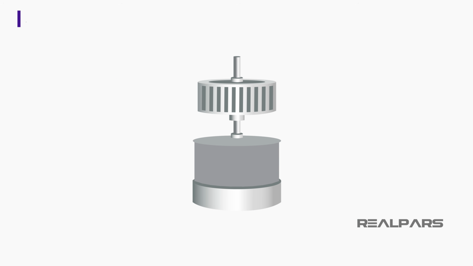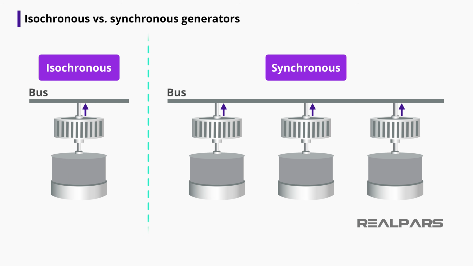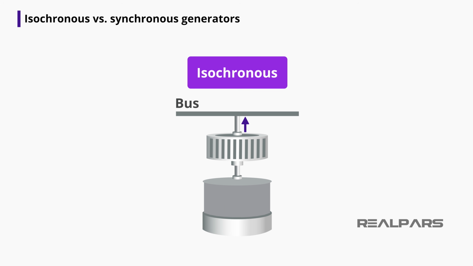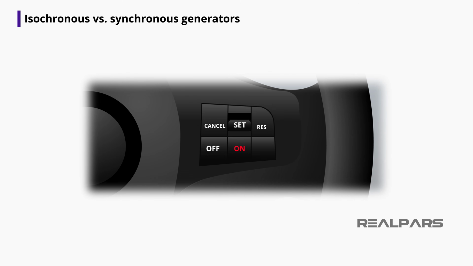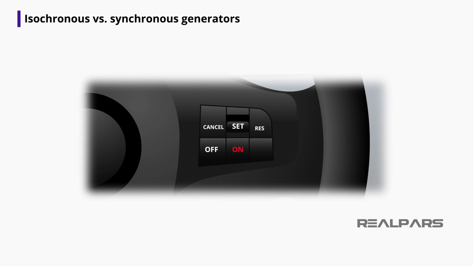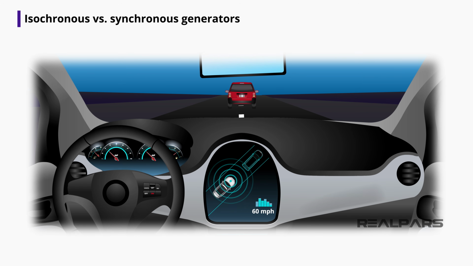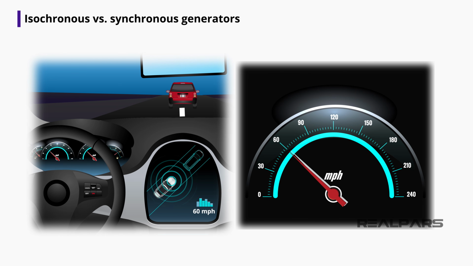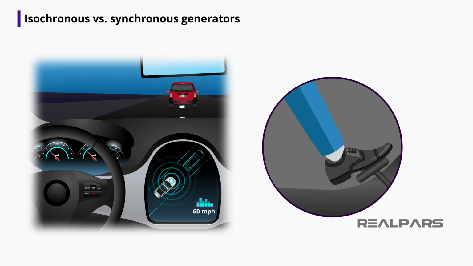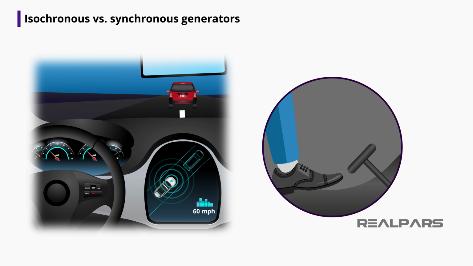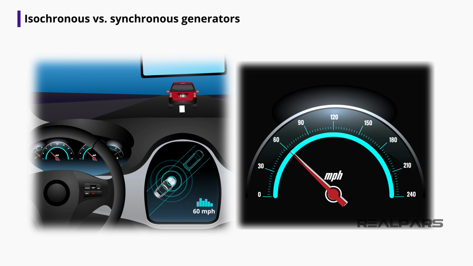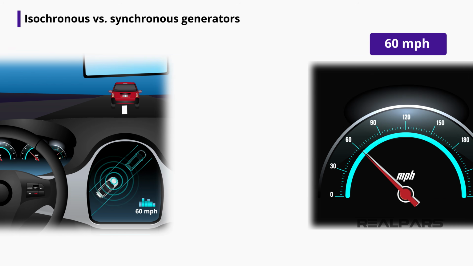Now, let's talk about the different control modes of a generator. A generator in isochronous mode is suitable only for a single bus. Think about your car in cruise control. Imagine that you have just reached the highway and set your speed to 60 miles per hour. You can now let go of the acceleration pedal. In cruise control, your car will now automatically increase or decrease the torque to the engine so you can maintain the previously designated 60 miles per hour speed.